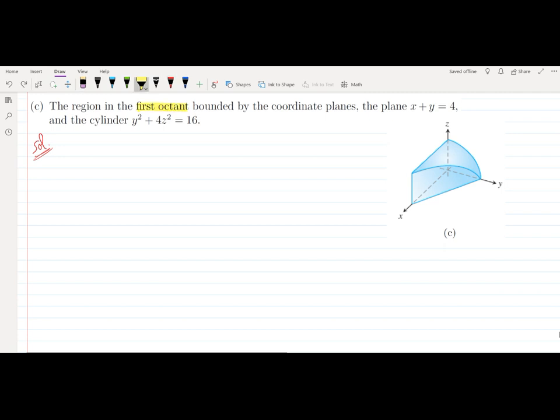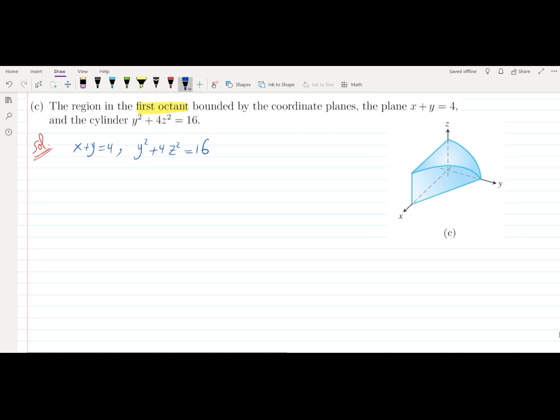First octant means that all x, y, and z are all positive. The first octant is bounded by the coordinate planes, the plane x plus y equals 4, and the cylinder y squared plus 4z squared equals 16. Now we have only the equations x plus y equals 4 and y squared plus 4z squared equals 16.